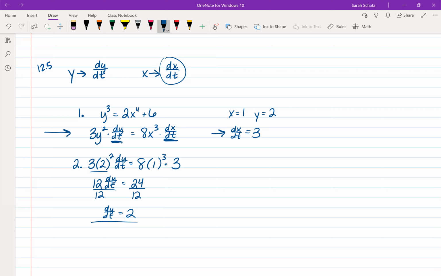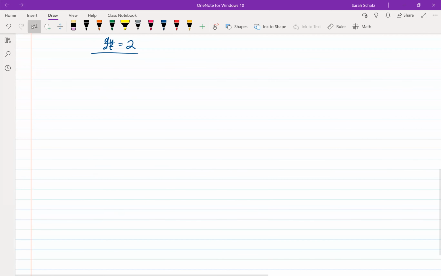Okay, so let's do another one. We're just going to do a bunch of examples, probably 2 more numbered examples, and then we'll look at some applications.